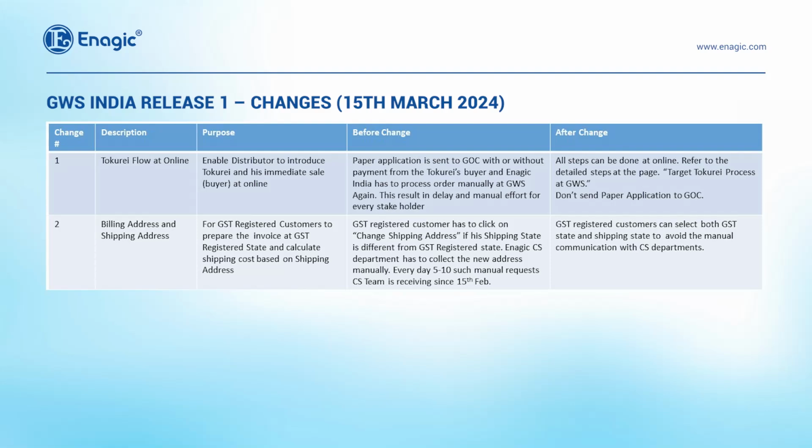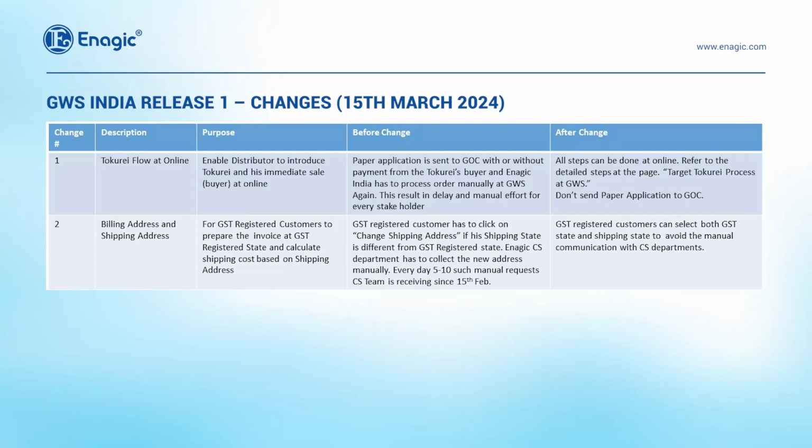Purpose: for GST registered customers to prepare the invoice at GST registered state and calculate shipping cost based on shipping address. Before change, GST registered customer has to click on change shipping address if his shipping state is different from GST registered state. Enagic CA's department has to collect the new address manually. Every day 5 to 10 such manual requests CA's team is receiving since 15th February.